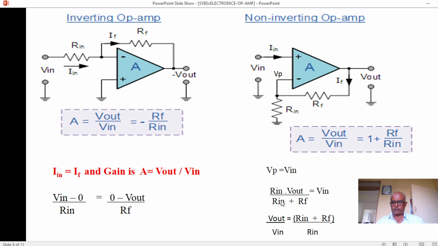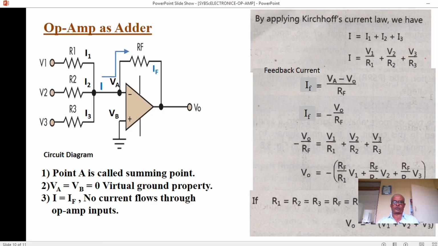So Vout divided by Rin plus Rf represents the current, and current multiplied by the value of resistance will give the input voltage. In this way, the gain of an inverting op amp is minus the ratio of feedback resistance to input resistance, while the gain of a non-inverting op amp is 1 plus feedback resistance upon input resistance. So this is how we can connect the op amp in two different modes.